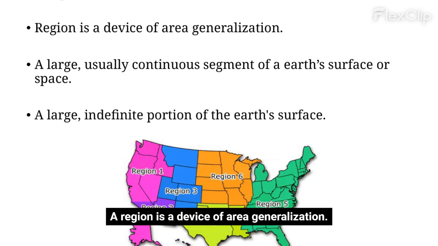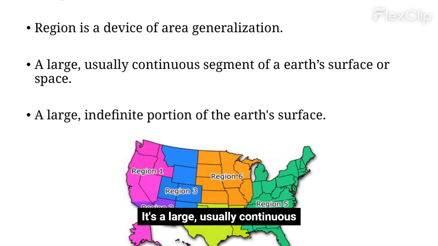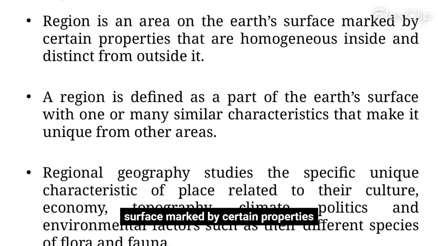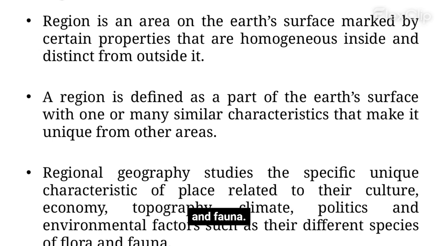A region is a divisive area generalization. It's a large, usually continuous segment of the Earth's surface or space. It is a large, indefinite portion of the Earth's surface. A region is an area on the Earth's surface marked by certain properties that are homogeneous inside and distinct from outside it. It's a part of the Earth's surface with one or many similar characteristics that make it unique from other areas. Regional geography studies the specific unique characteristics of places related to their culture, economy, topography, climate, politics, and environmental factors, such as their different species of flora and fauna.